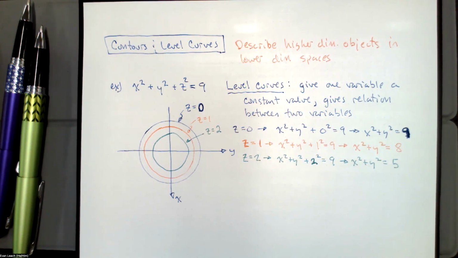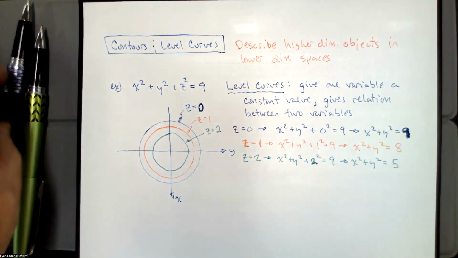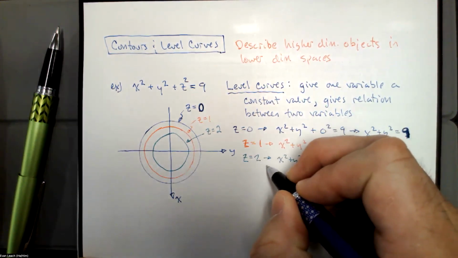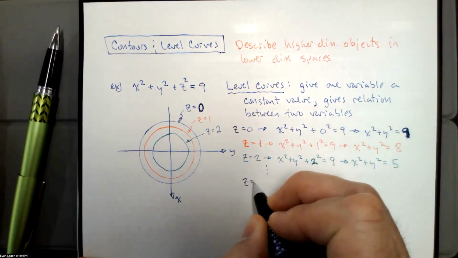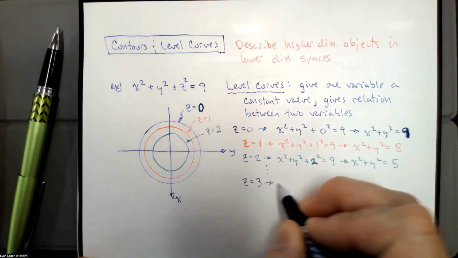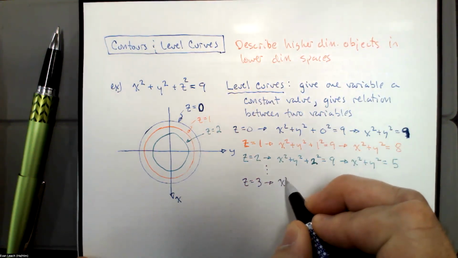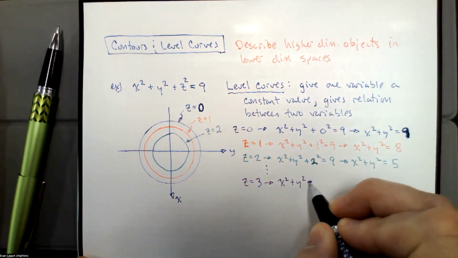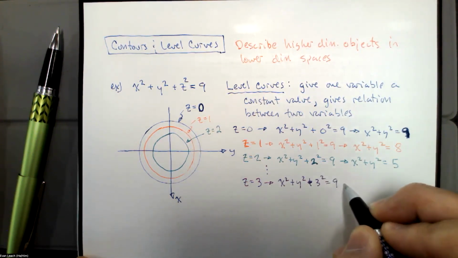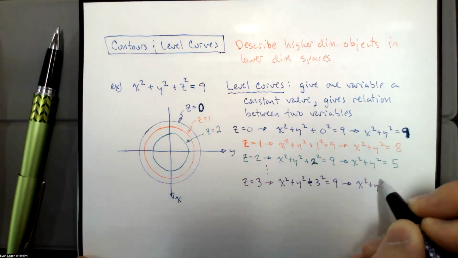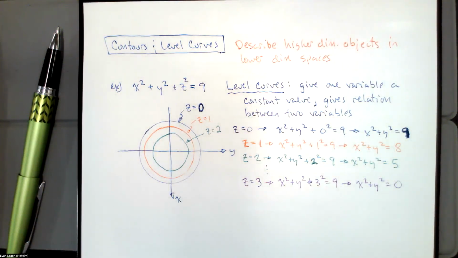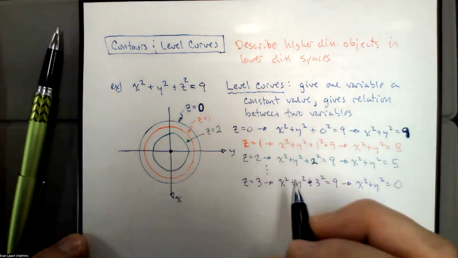This is the floor. This is sitting on the XY plane. This is 1 unit higher. This is 1 unit higher still. This can go on until we run out of z values. So when z is equal to 3, x squared plus y squared is equal to 0. So all I get is this point up there.